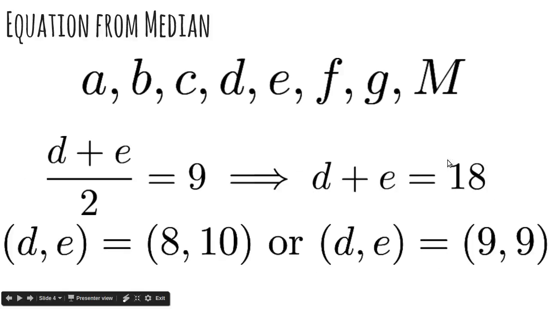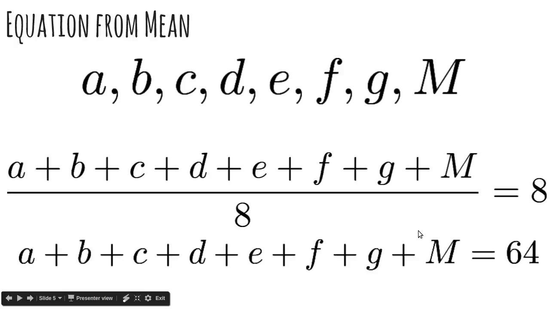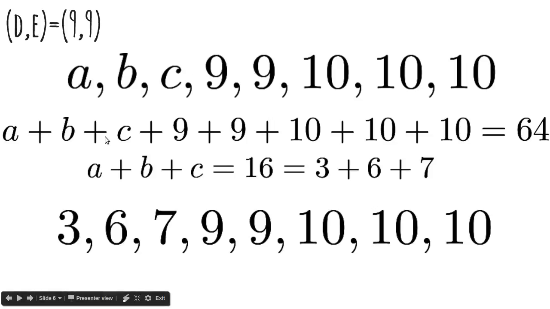Okay, so now we need to go through our cases and find the smallest or largest possible values of M. I'm going to start with d, e equals 9, 9, just because that's easier, in my opinion. We don't know a, b, and c yet, but we know that the middle two are 9 and 9. We also know that the mode is 10, so since there are two 9s, if there are two 10s, that would also make the mode 9. So there have to be more than two 10s, so there are three 10s. So 9, 9, 10, 10, 10.